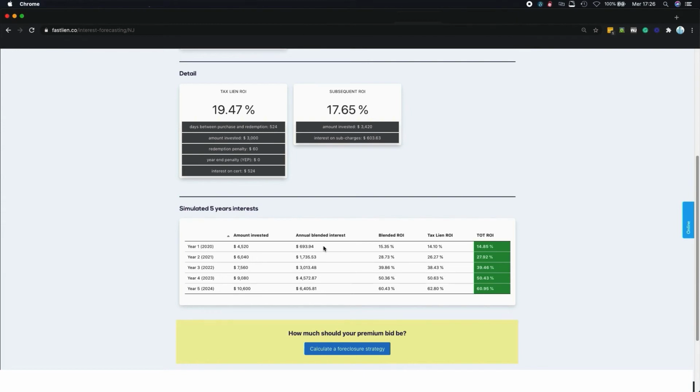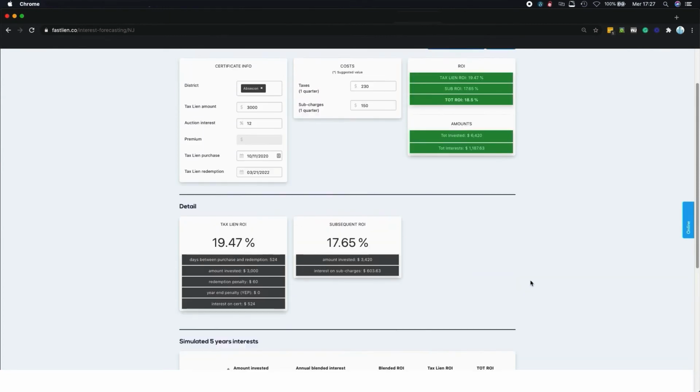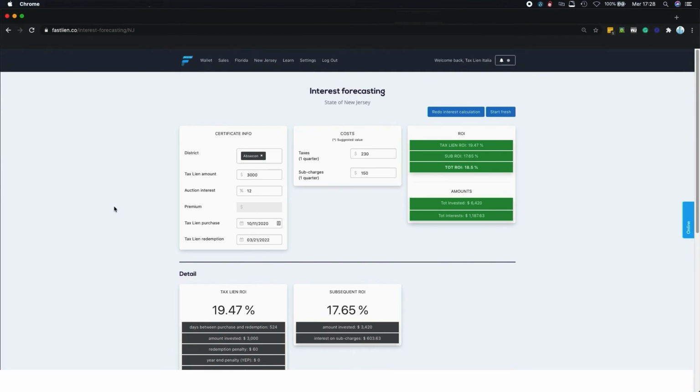The software also gives you a simulated 5-year interest. You can see per year how much you're gaining on that particular tax lien and on the subsequent taxes, so the blended ROI and the total ROI. So 14.85% for the first year, 27.92% for the second year, 39.46% for the third year, 50.43% for the fourth year, and 60.95% for the fifth year. Very, very interesting stuff, guys. With this calculator, you can see how the subsequent taxes impact the ROI of your tax lien.